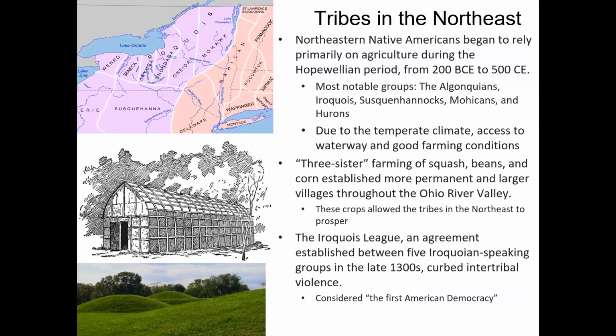Northeast is completely different. Very temperate climate, pretty good for farming. The problem is that there's a lot of hills, there's a lot of mountains, so they can't really farm in these massive areas, but they can farm enough to stabilize themselves. Now, the major crops we really look at for the Northeast is what they call the three sister farming. And this is squash, beans, and corn.